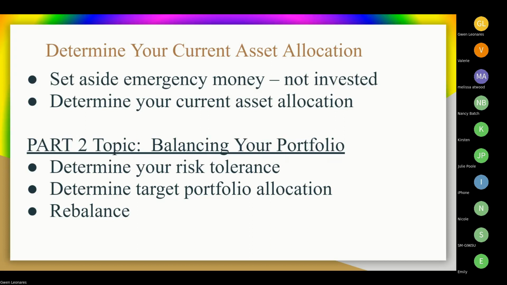So step one is figuring out how much your emergency money is and setting it aside. Step two, determine your current asset allocation. And then next time, we're going to talk about risk tolerance, figuring out what your target portfolio allocation would be, and talk about when do you rebalance, how do you rebalance, what are some methods for that.